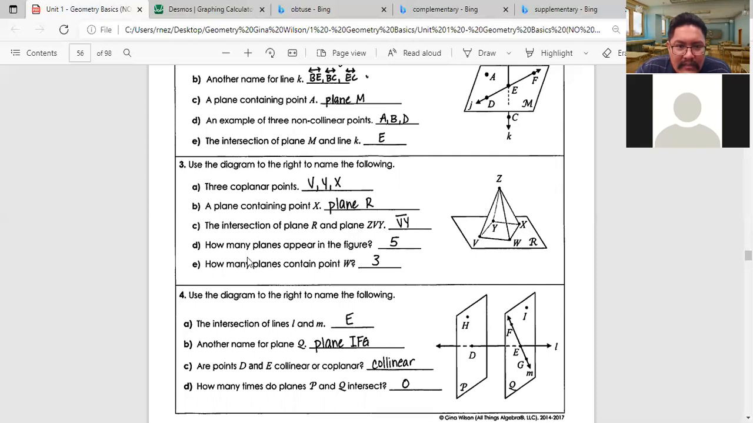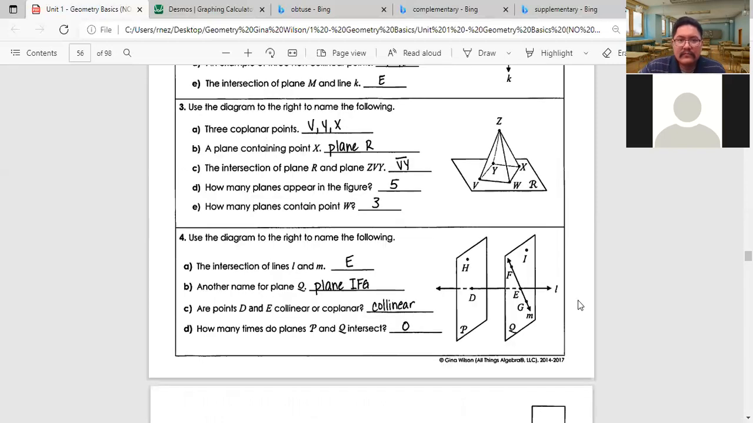How many planes contain the point W? Okay, so if we look at it here, we have plane R, that's the easy one. It's just this bottom piece here. But we also have this W, so we could pick ZVW and ZWX. So all of those 3 contain that point W. Okay, so that's it for that one. Let's move on to number 4.